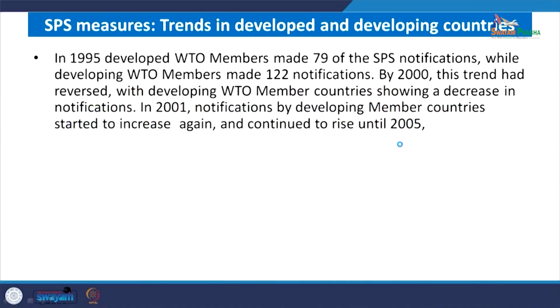Now, so far as SPS measures for developed and developing countries are concerned, we have already discussed some of the facts. We may also talk about some other facts based on results derived by different experts. In 1995, developed WTO members made 79 SPS notifications, while the developing WTO members made 122.